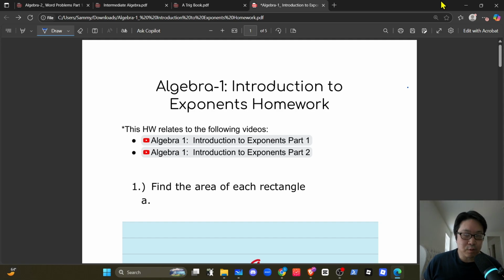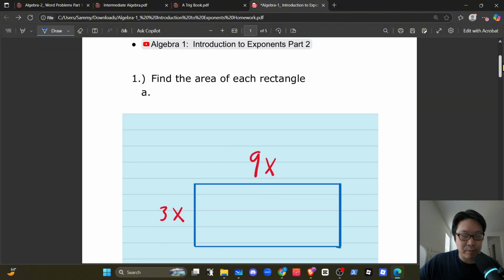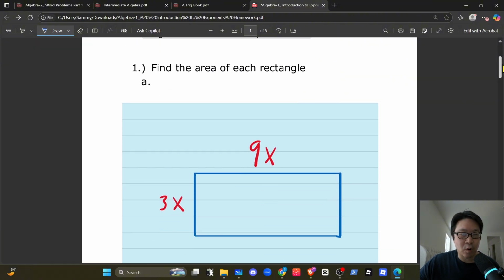Hi, in this one, we're going to be going over the homework that was assigned to the two Introduction to Exponents videos that I did previously. So here's part one, and here's part two. And if you watch those videos, you should be able to do every problem in this homework. There's 16 problems altogether, and we're going to try to get through all of them.